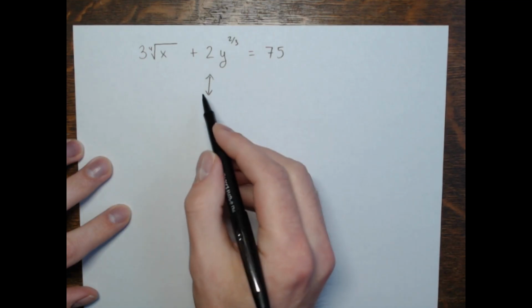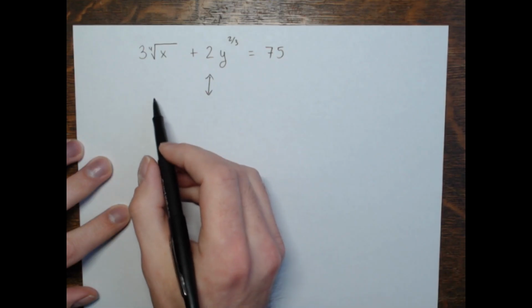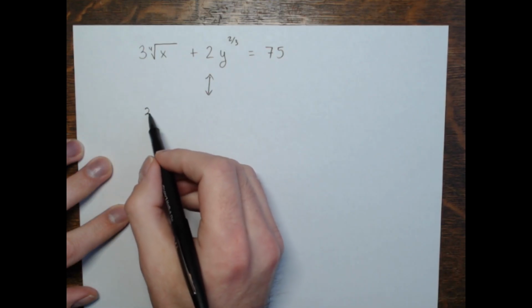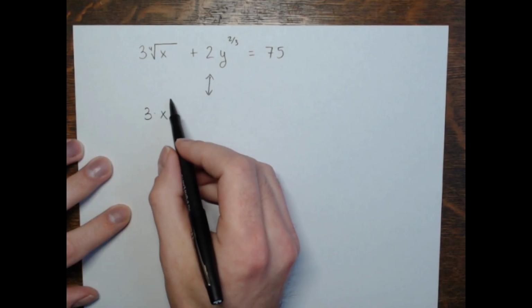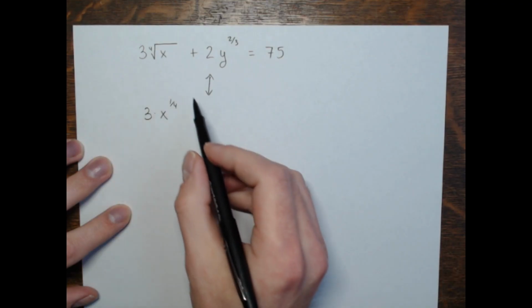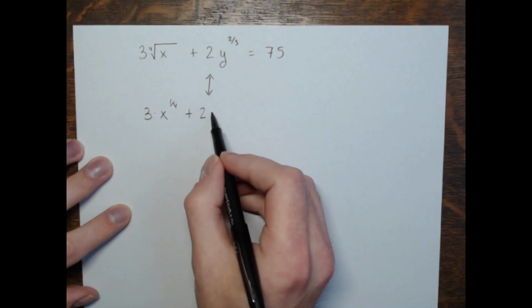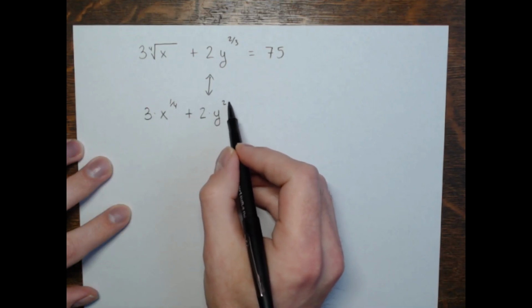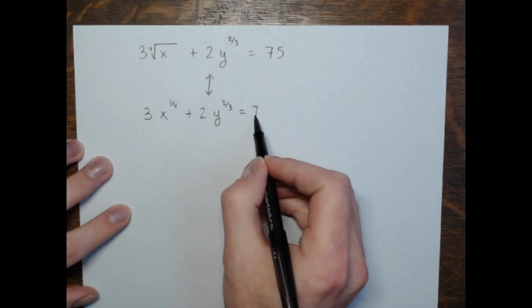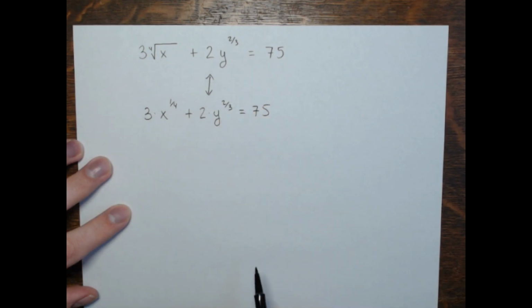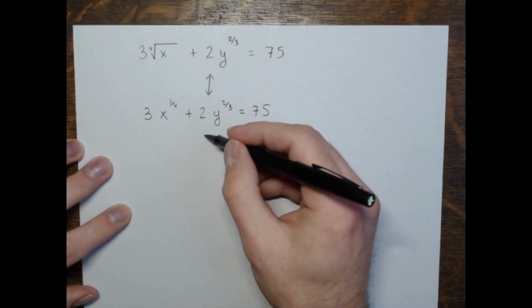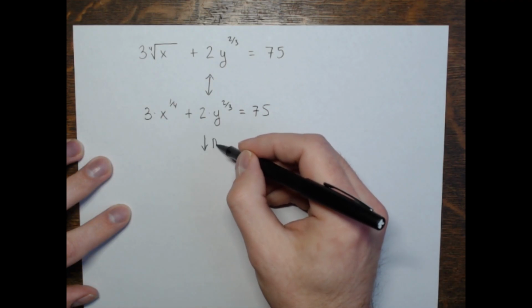So again, this is the same thing. I'm not doing the derivative yet. I'm just rewriting this as 3 times x to the 1/4 for right now, plus 2 times y to the 2/3 equals 75, right? So these are just the same curve. I did not do the derivative yet, but now I'm doing the derivative.